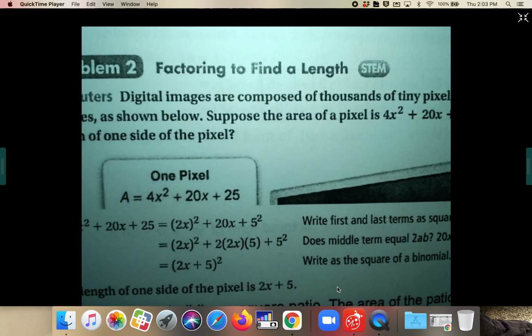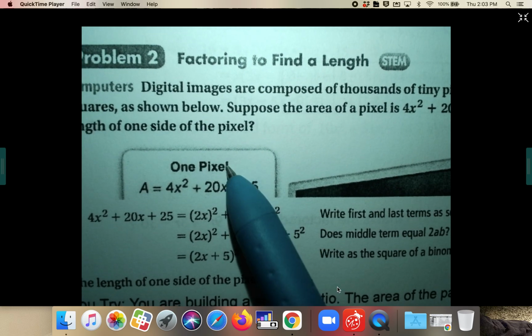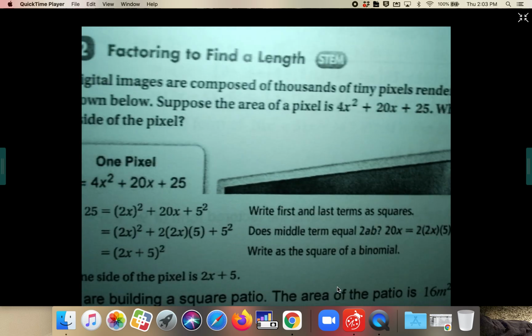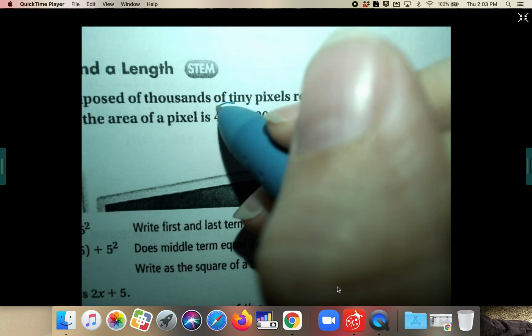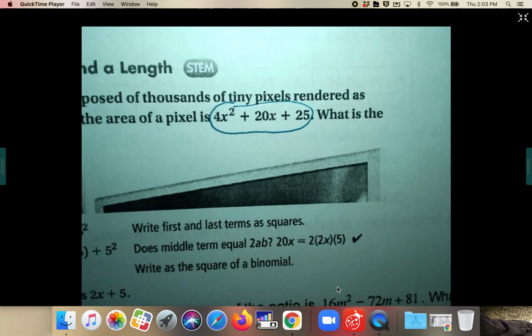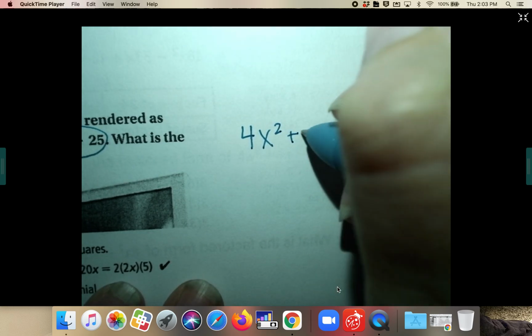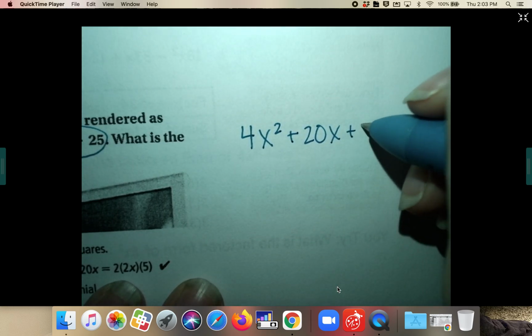Now let's move on to this word problem. They're talking about pixels. So it gives us the area of this pixel. It's actually written down right here. I am going to write it down off to the side: 4x squared plus 20x plus 25.